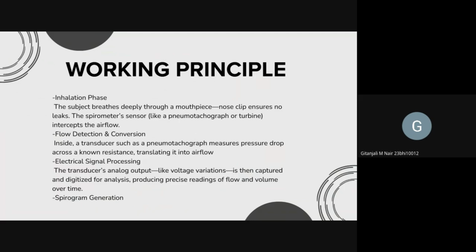Then we have the flow detection and conversion phase. Here, a transducer such as a pneumotachograph measures the pressure drop across a known resistance, translating it into airflow. Then we have the electrical signal processing phase. The transducer's analog output, like voltage variations, is captured and digitized for analysis, producing precise readings of flow and volume over time. Spirogram generation is the last phase.